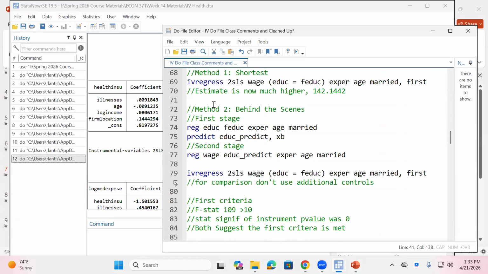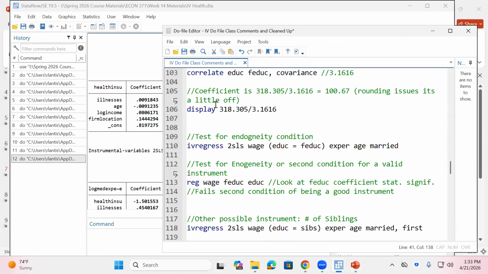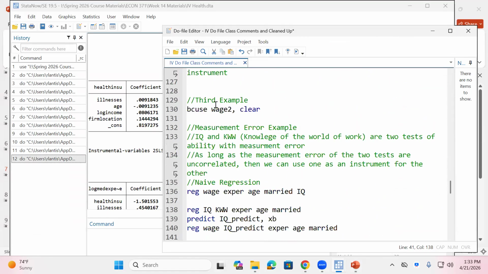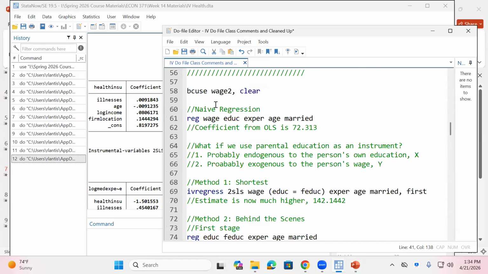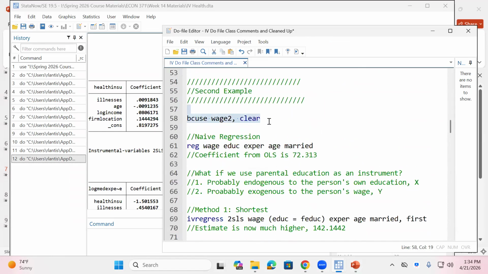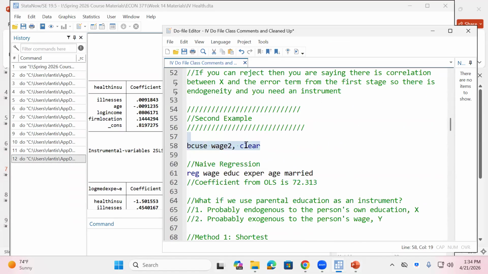So I like this one. Let me see if there's another one I have that's better. Okay, we'll use this one. It's a pretty good example. So if I open up this data set, it's wage2. I skip some of this stuff that we'll talk about next class.